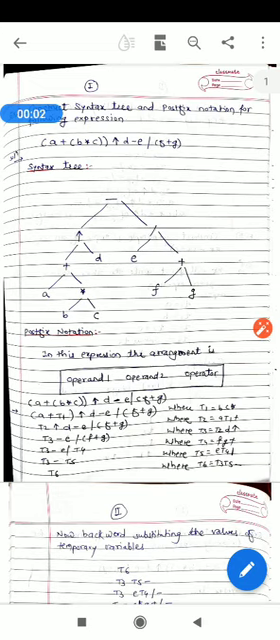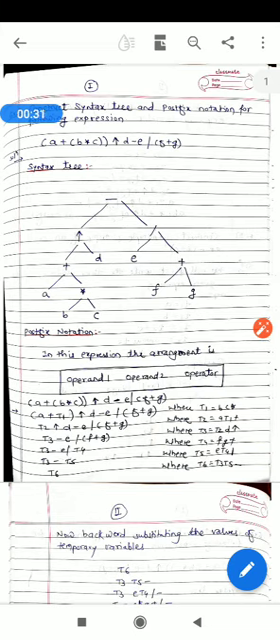In this session we are going to discuss examples on syntax tree, postfix notation, quadruples, three address code, and triple. So the first example: construct the syntax tree and postfix notation for the following expression. Your expression is a + b * c ^ d - e / f + g.